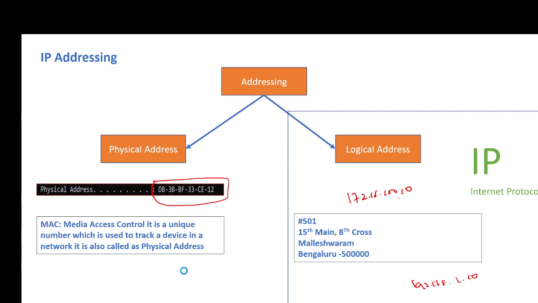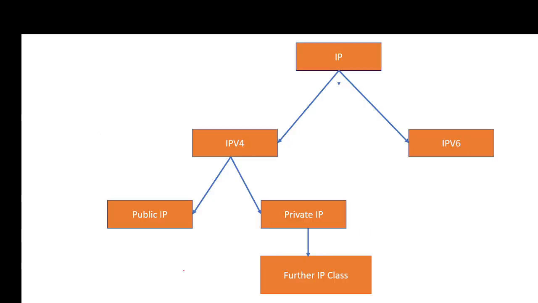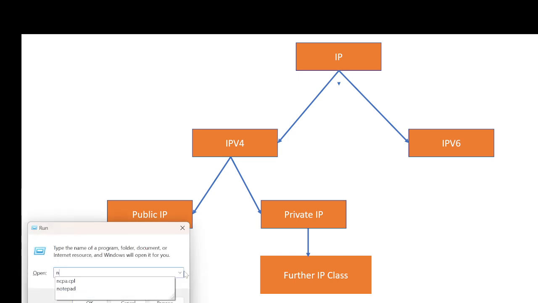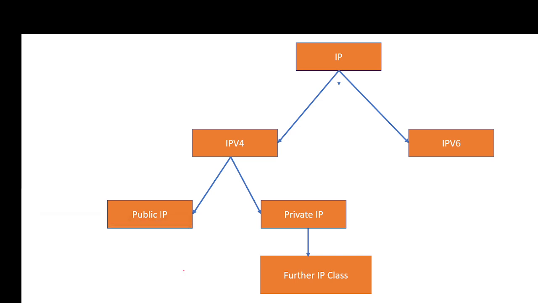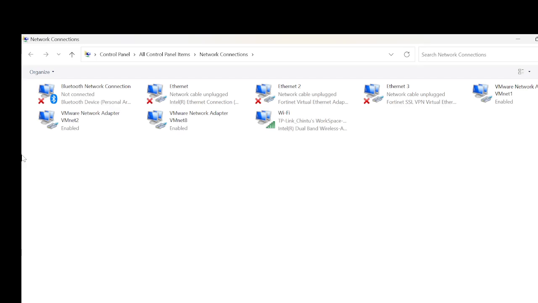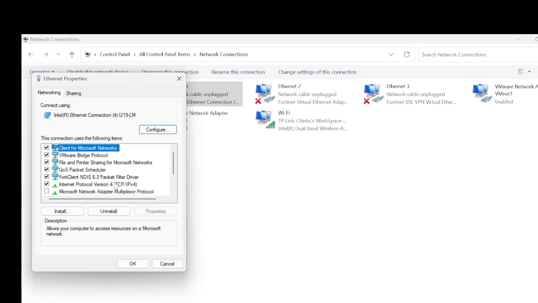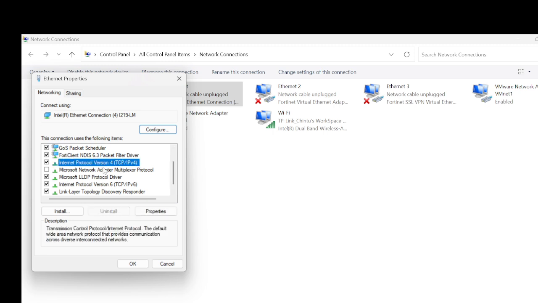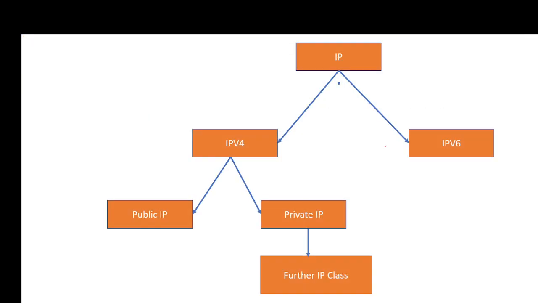Then I'll move on to the next slide. Now this IP address has multiple classes actually. That's why when you go to the network interface card, ncpa.cpl, and if I open a network interface card here, imagine I open this Ethernet protocol, you see here you have two things. One is Internet Protocol version 4, another one is Internet Protocol version 6. Now let us understand what is IP version 4 and what is IP version 6.